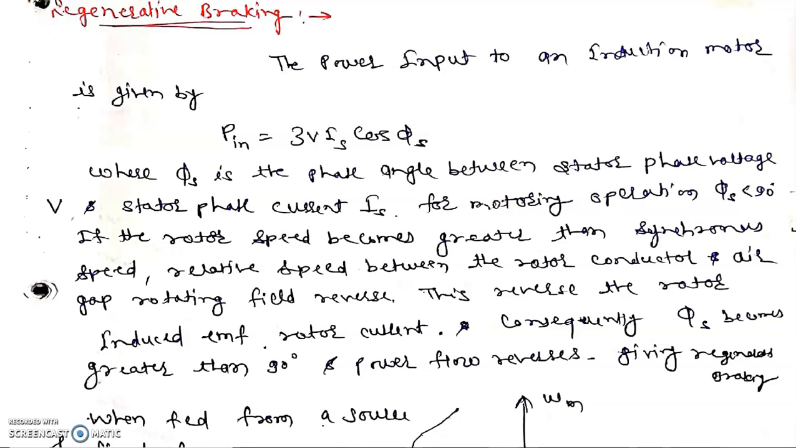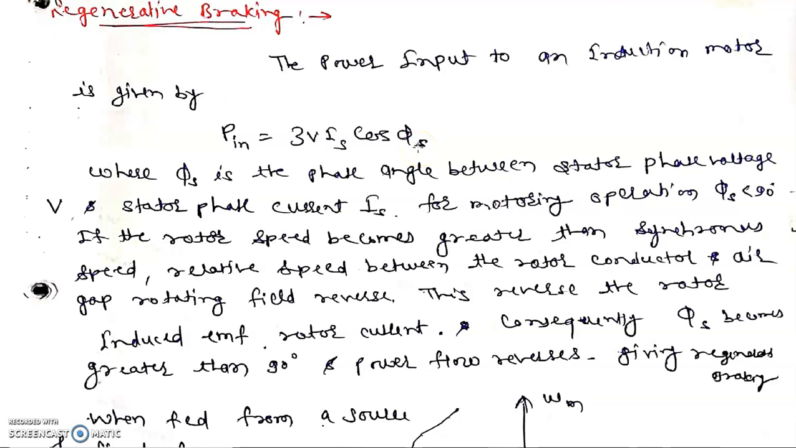So for the motor to work in the regenerative mode as an induction generator, this expression should be negative, and this expression will become negative when the angle phi s is greater than 90. If it is less than 90 degrees, then the motor works in the motoring mode, and if phi s becomes greater than 90 degrees, this expression will become negative and the motor will work in the generating mode.